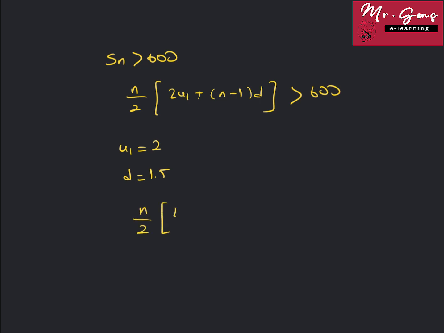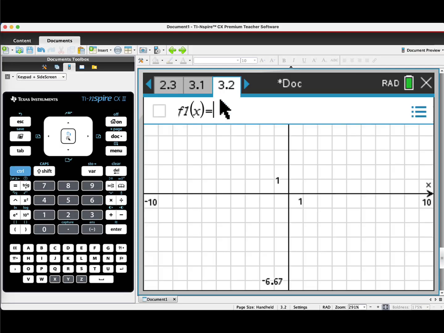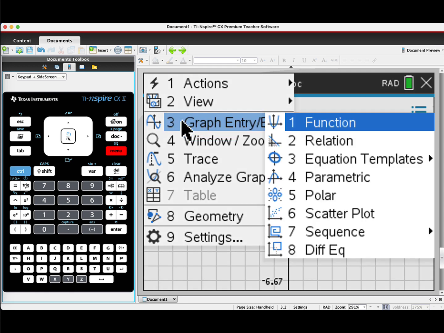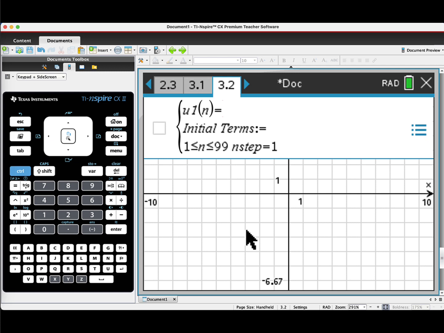So let's write the formula. I'll be entering this on the graph screen. Press Ctrl Home button or Ctrl I. Then menu, graph entry and sequence. We are looking for an arithmetic series, but still it's a sequence.